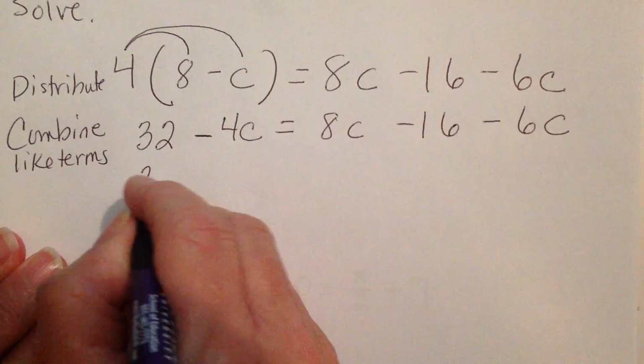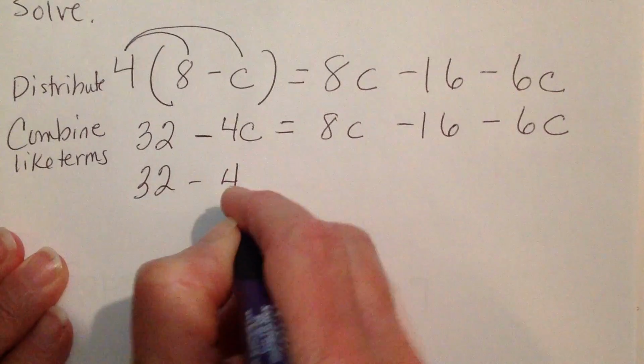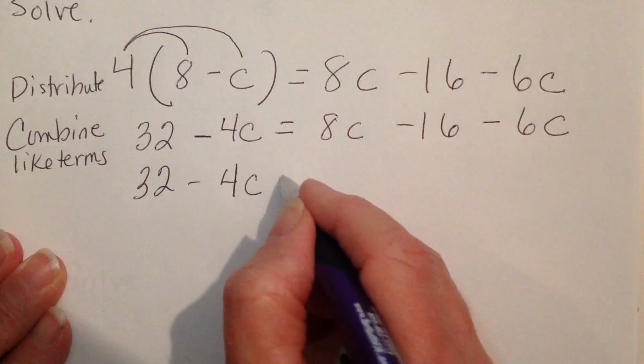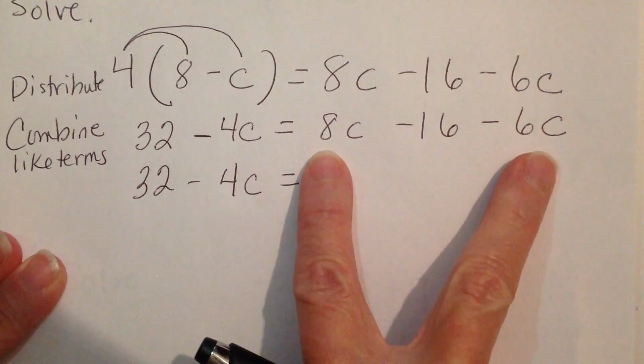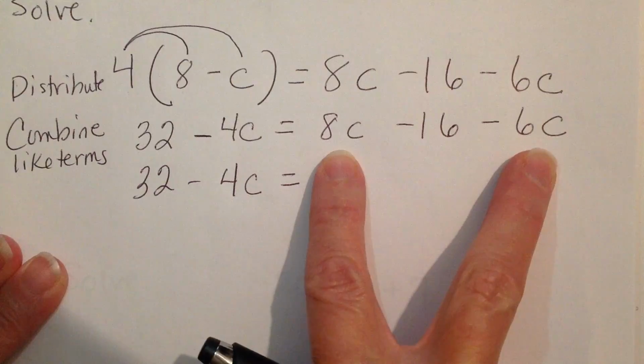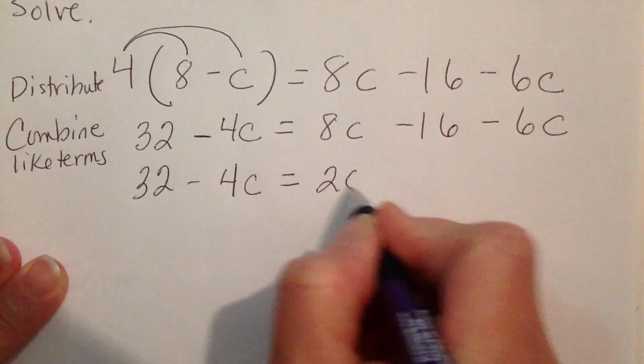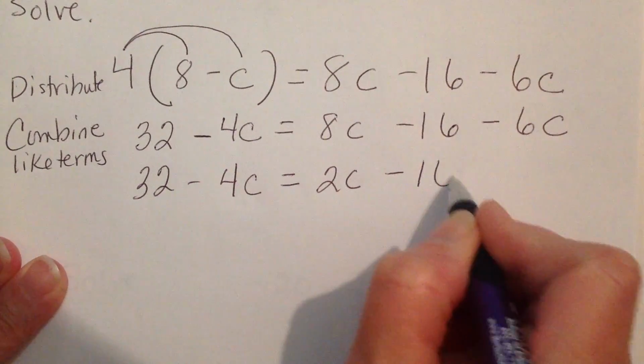So I will need to combine these two terms on the right. I'm going to continue bringing down the left-hand side: 32 minus 4C equals. Let's combine. 8C minus 6C gives you 2C minus 16.